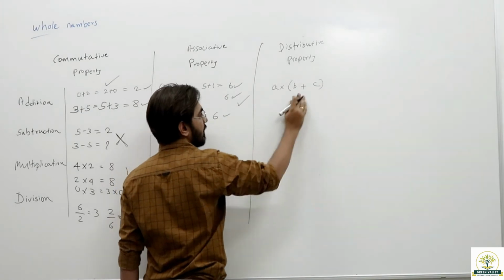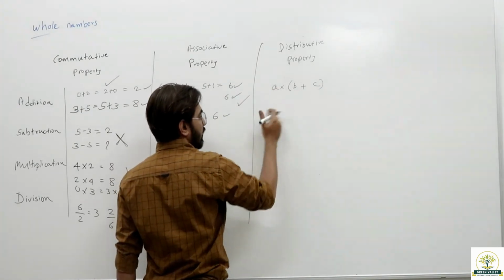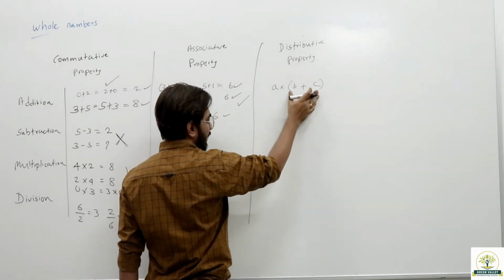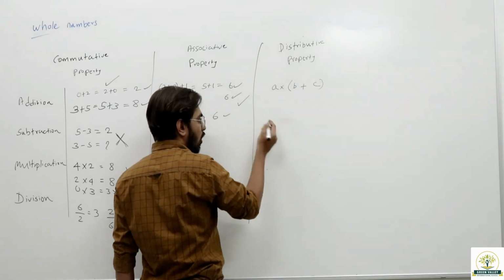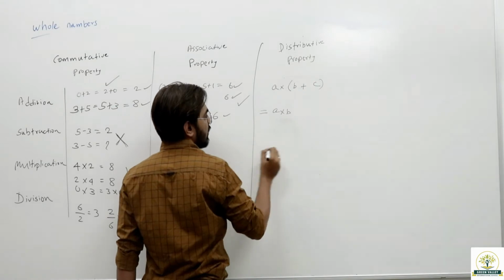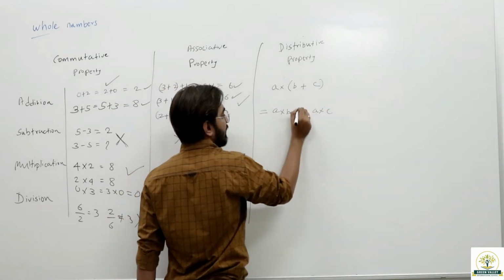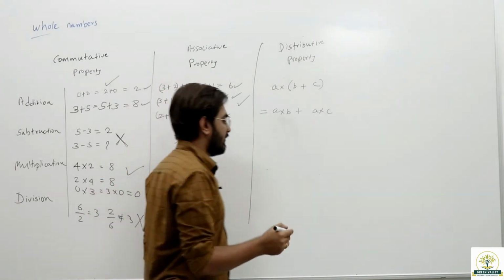if B and C are added and then A is multiplied, if I do that way, B and C are addable, so I add them and then multiply by A, or if I separately multiply A into B and A into C and then add both the results, the answer will be the same. Let us check.